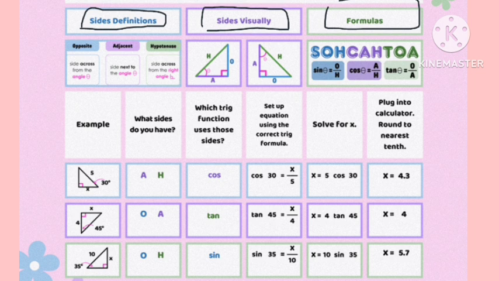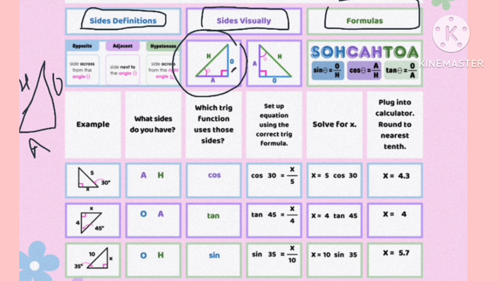There are three sides of the triangle. If it is this triangle, this is known as the hypotenuse, this is known as the opposite, and this is known as the adjacent. So there are three sides of the triangle: opposite, hypotenuse, and adjacent. You can see here I have written OAH.